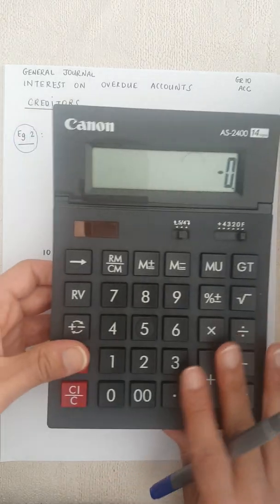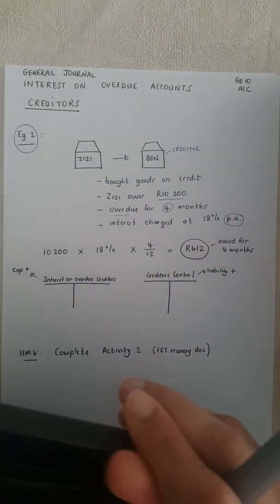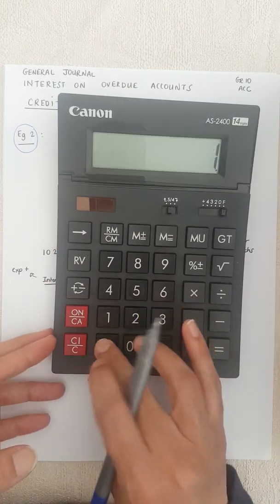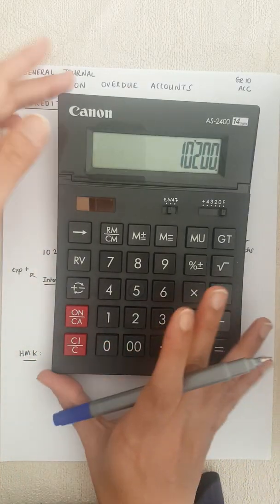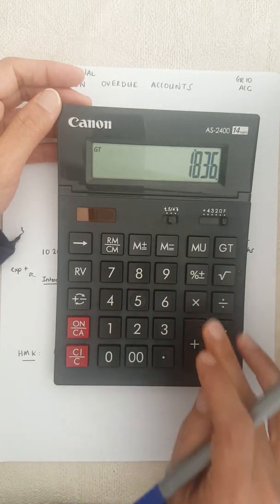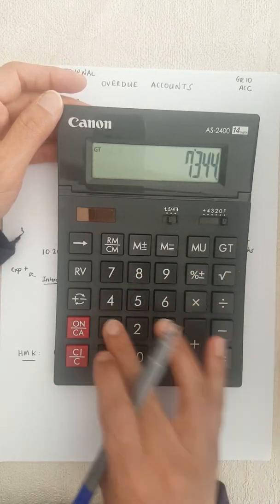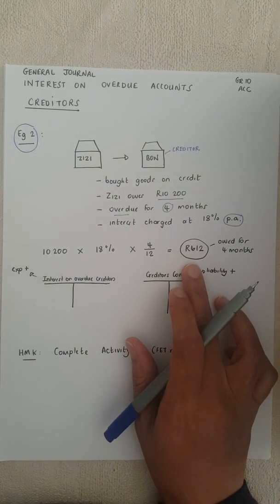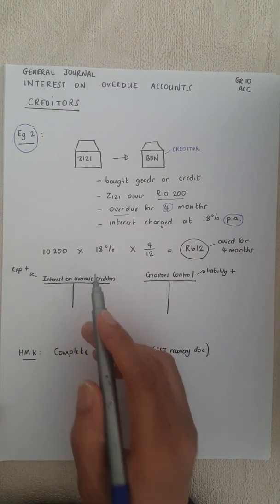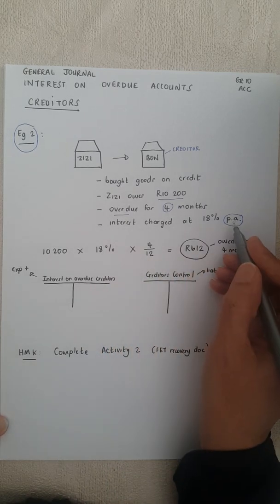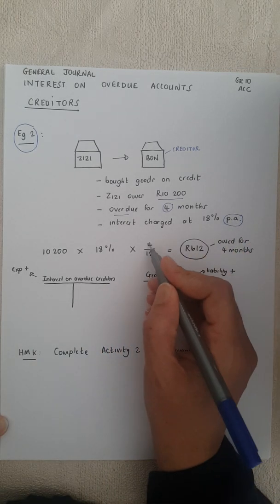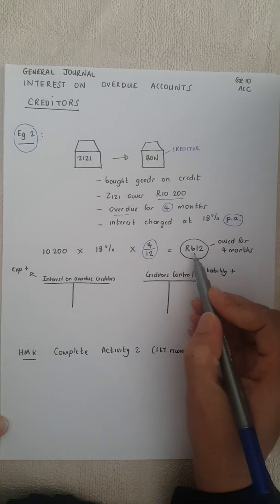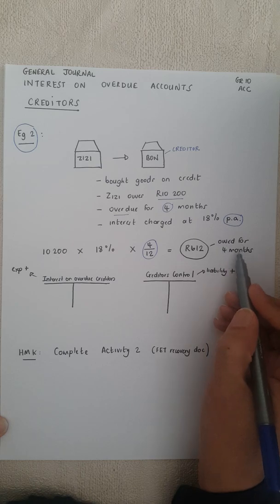So what I'm doing is I'm saying 10,200 times 18% times 4 divided by 12, because it's for the 4 months. It gives me 612 Rand. If I say 10,200 and I stop here times 18%, I'm getting the amount per annum. Then I have to multiply it by 4/12 to get it for 4 months. So 612 Rand worth of interest is owed for the 4 months.